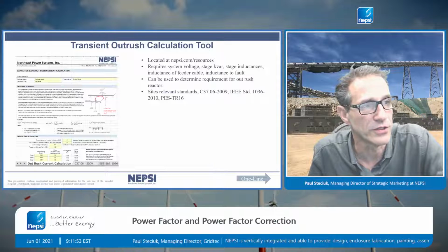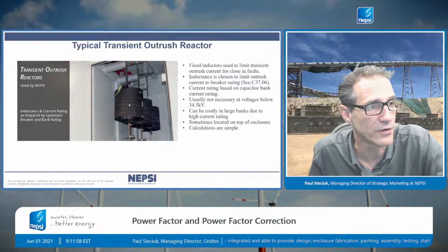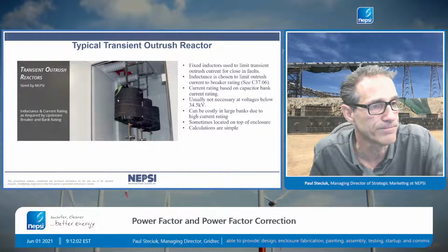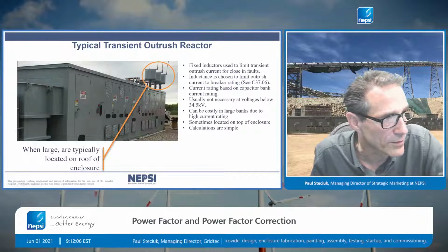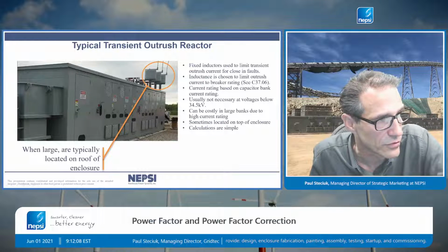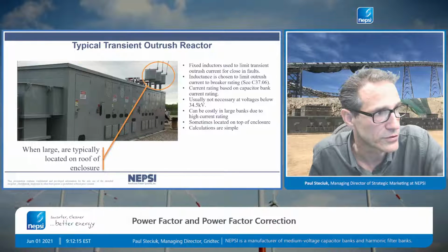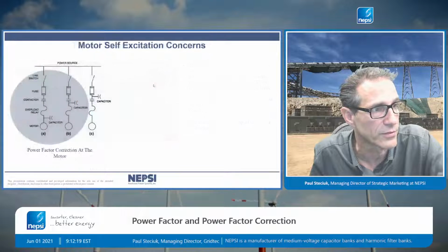So, spreadsheet tool again. Typical outrush reactors here, basically a coil, sometimes about 100 to 200 millihenries is what we would typically see. Typical wind farm application here, I show you the outrush reactors on top. Okay, so we had bushings coming out, going through outrush reactors here. So very, very typical application.